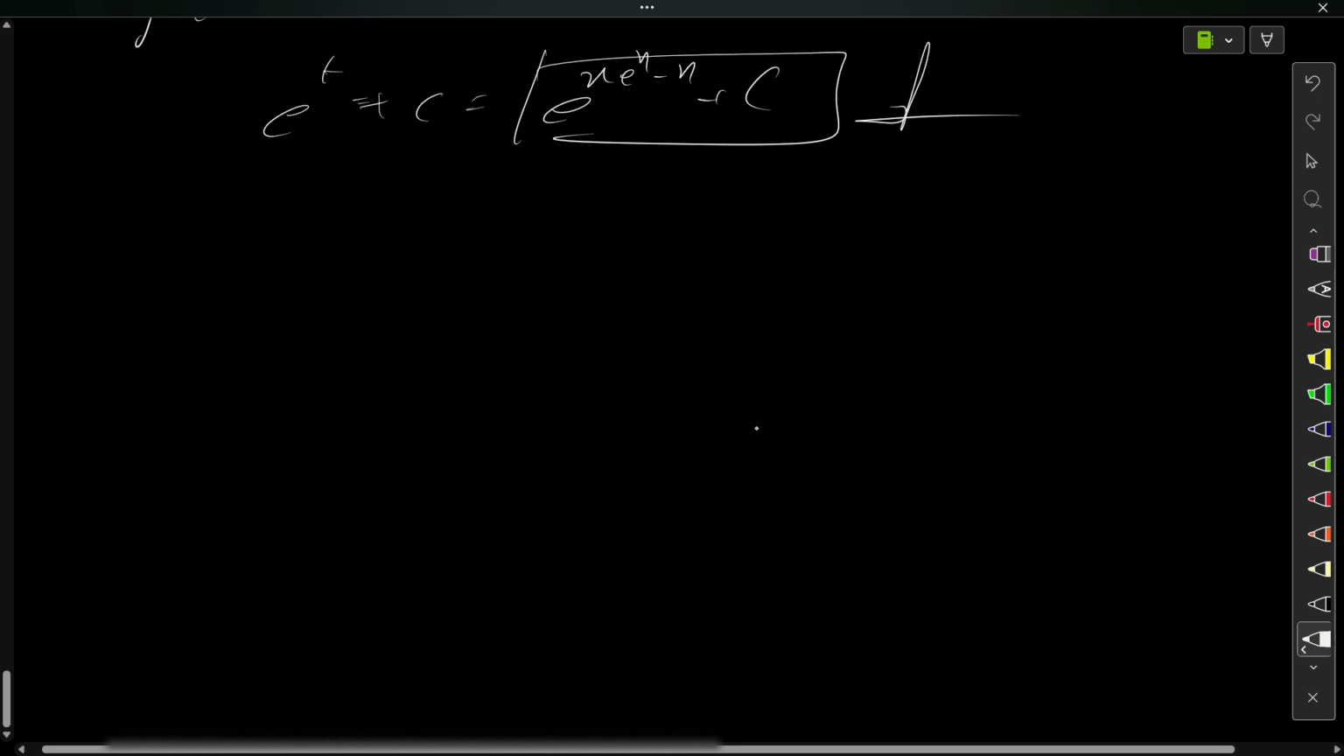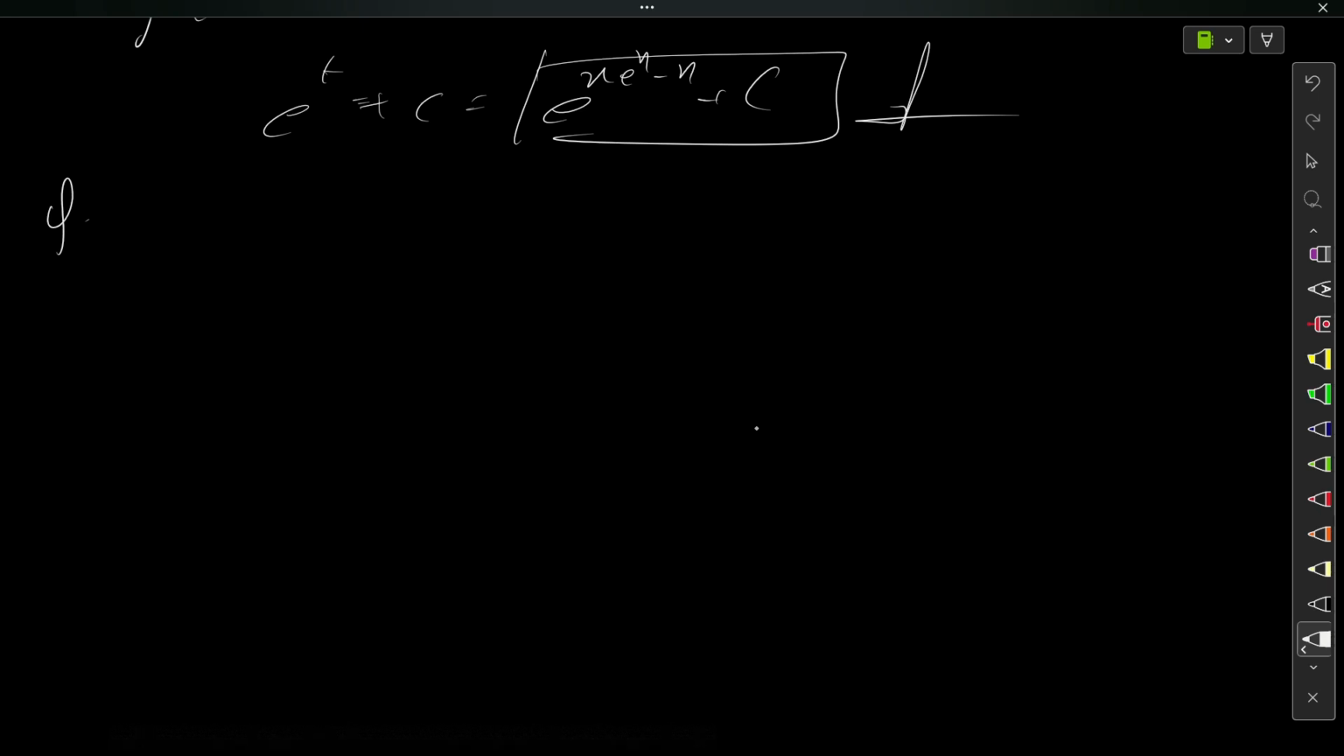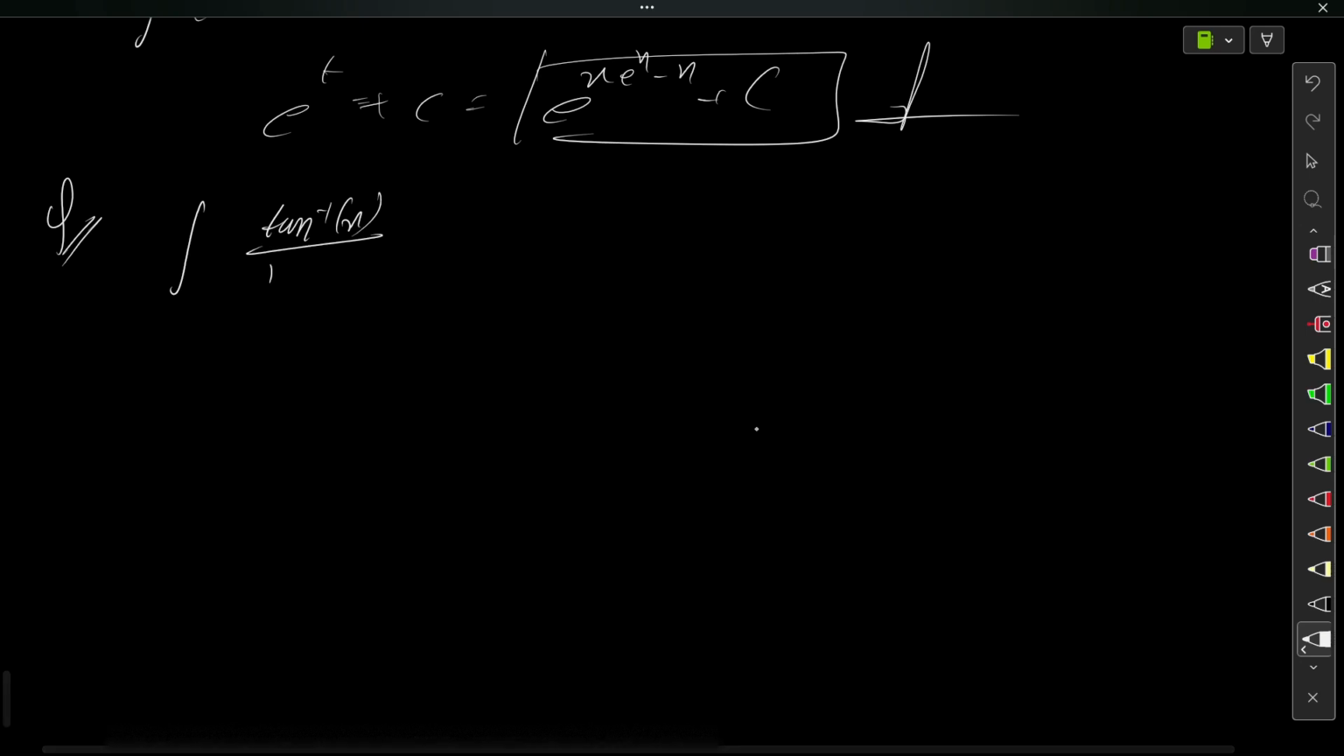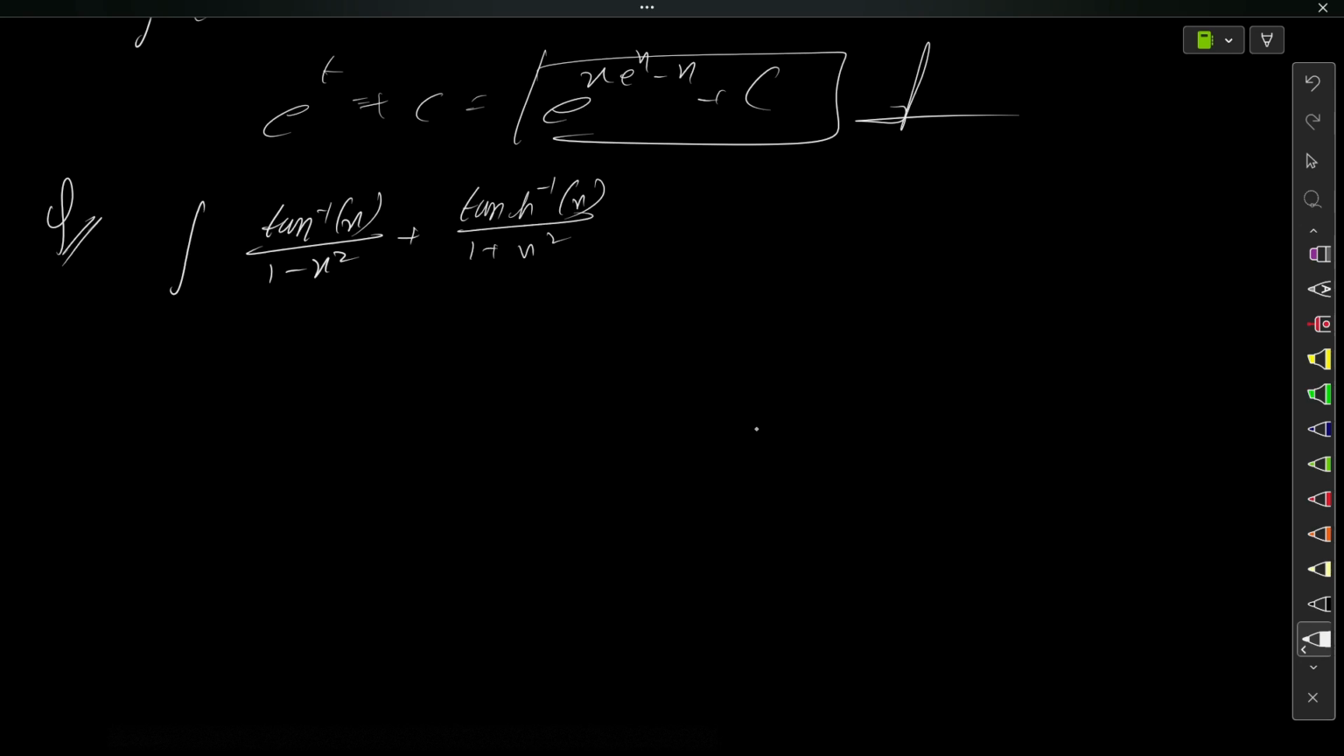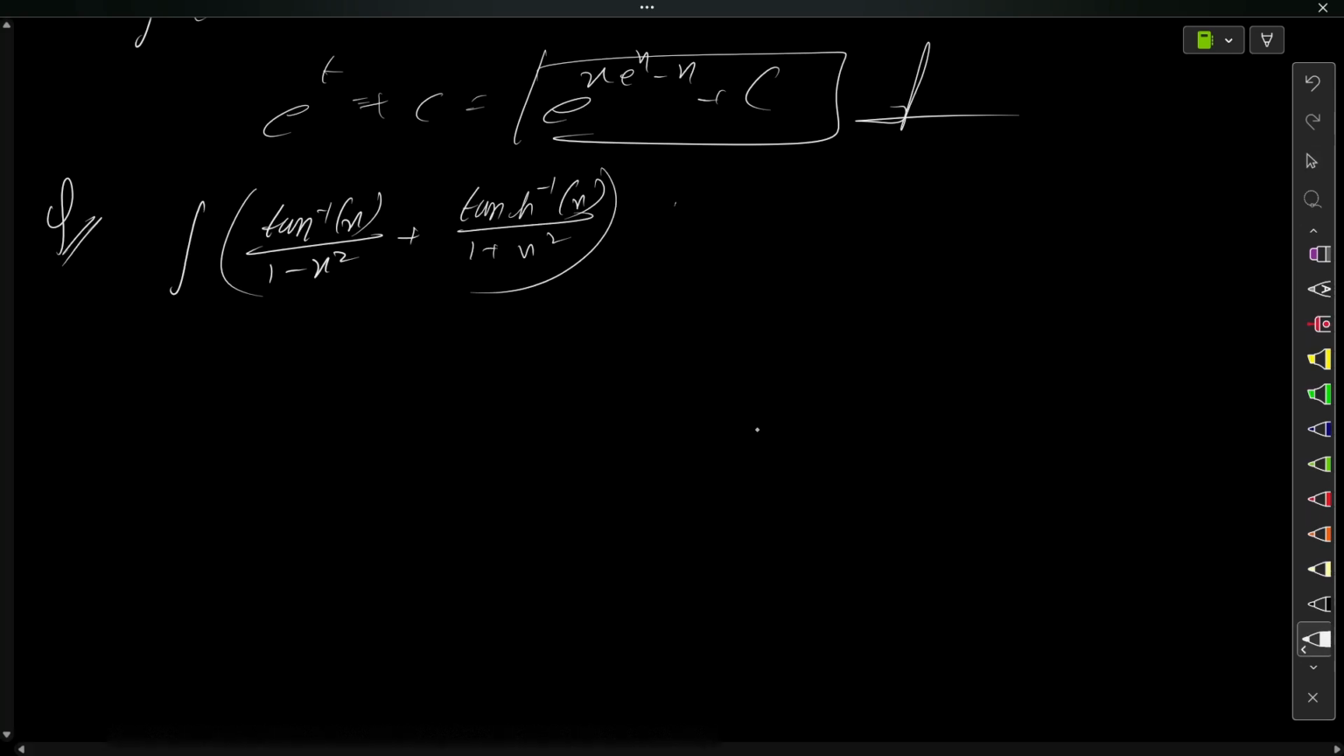Yeah, this is a good one. It's asking to evaluate the integral of tan inverse of x over 1 minus x square plus tan hyperbolic inverse of x over 1 plus x square with respect to dx.